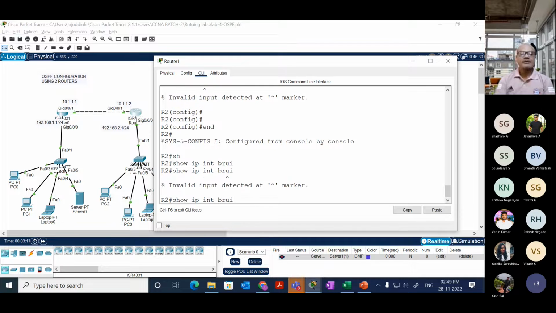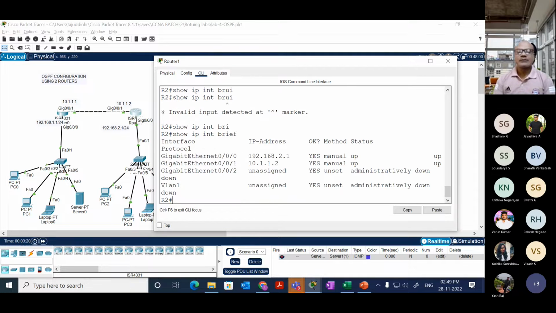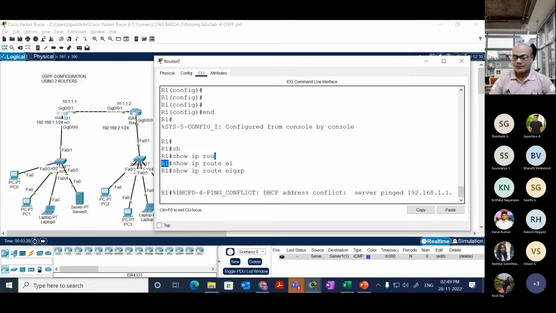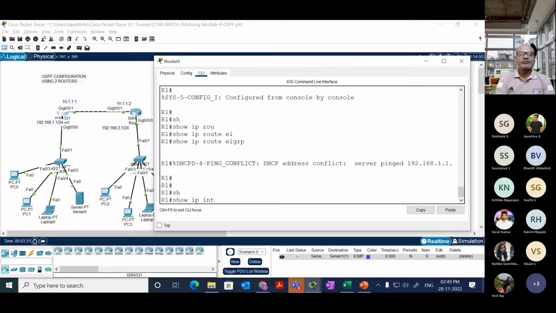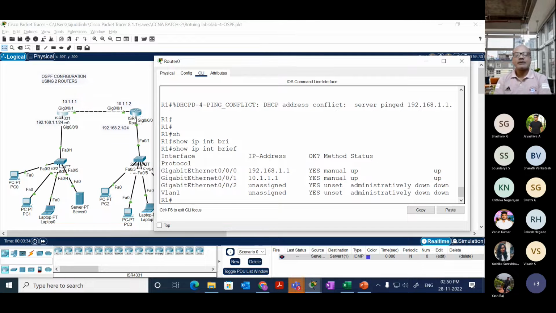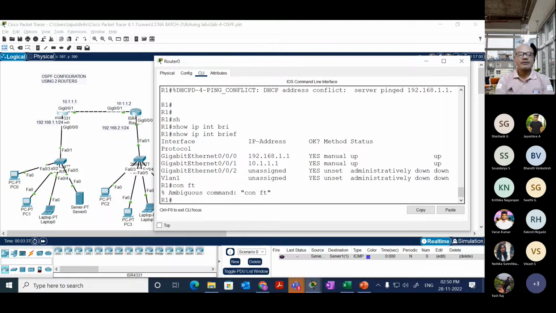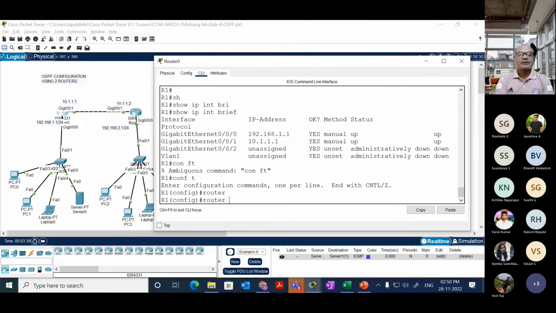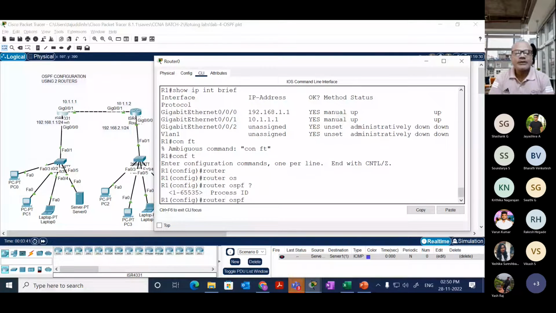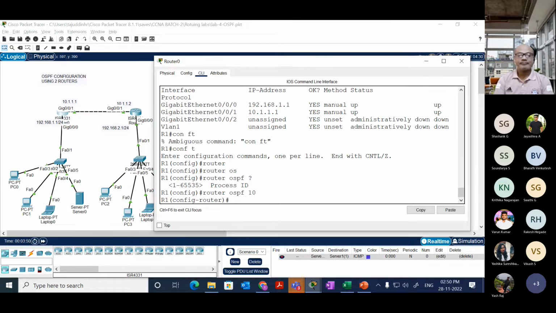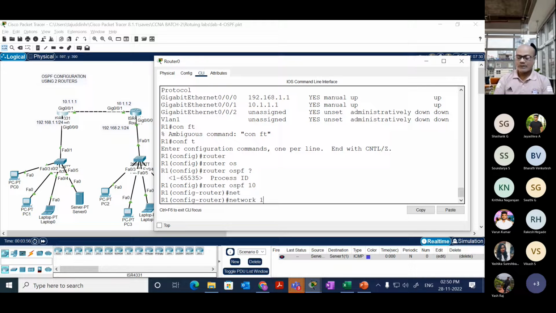Show IP interface brief. So I'm running 2 networks here, 1 network here. The first thing I'm going to configure is this router. I'm running 1 network here. Configure router OSPF. If you give a question mark, it asks for the process ID, not your autonomous system number. I'll give process ID 10. It should be the same, remember this. Same thing, network. Which network you have to advertise?